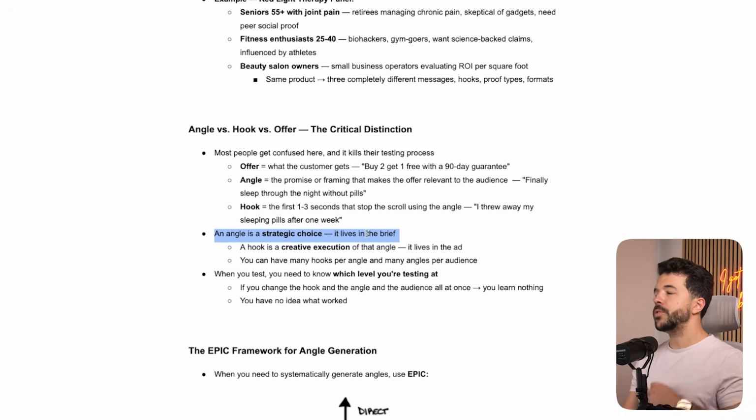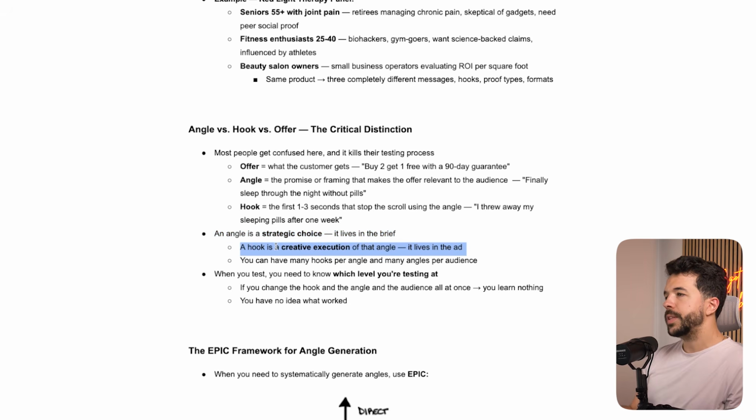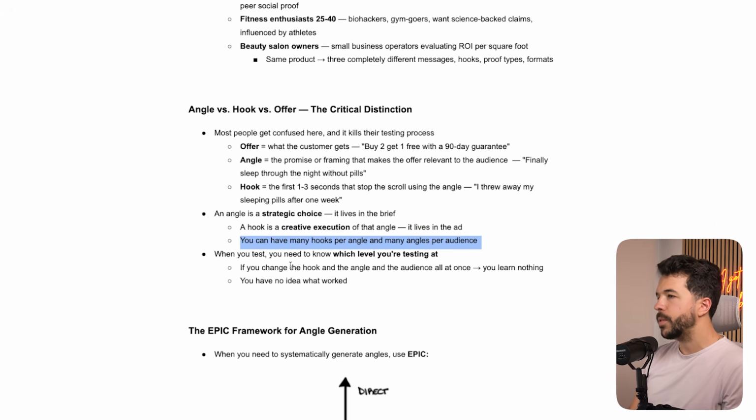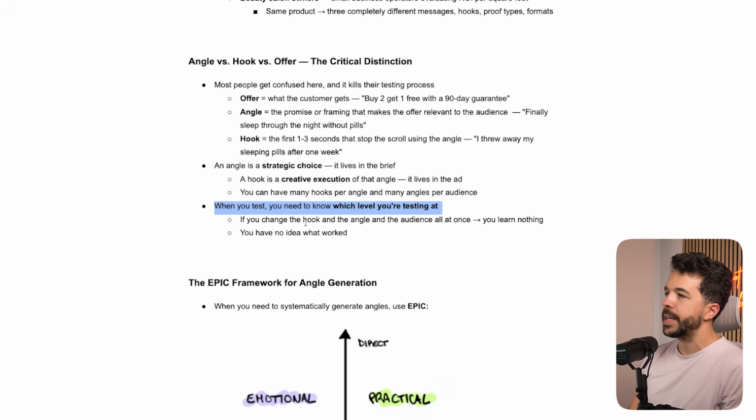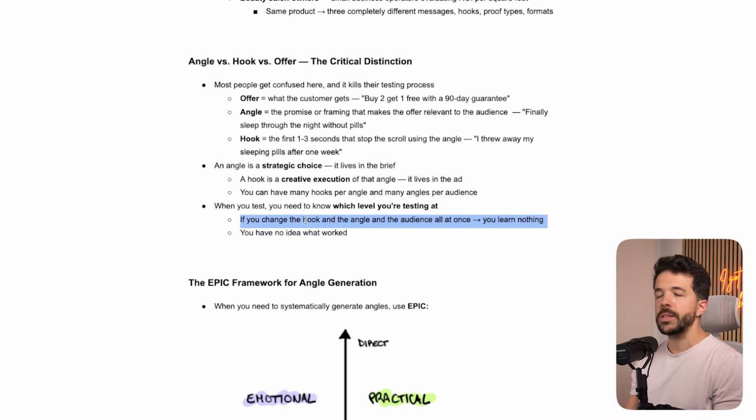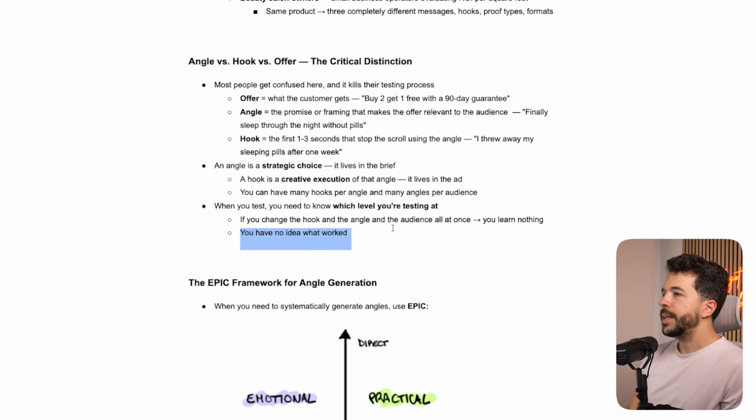An angle is a strategic choice. It lives in the brief. A hook is a creative direction of the angle. It lives in the ad. And you can have many hooks per angle and many angles per audience. When you test, you need to know which level you're testing at. If you change the hook and the angle and the audience all at once, you learn nothing. As I said before, you want to isolate the variables that you are testing. If you don't, you're going to have no idea what worked, which means you're basically wasting money.